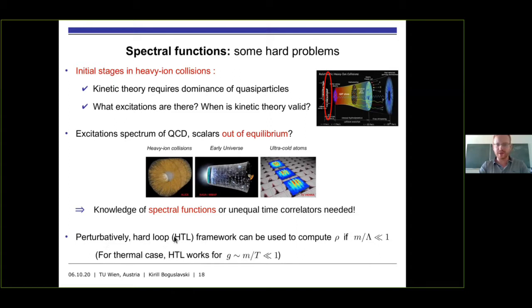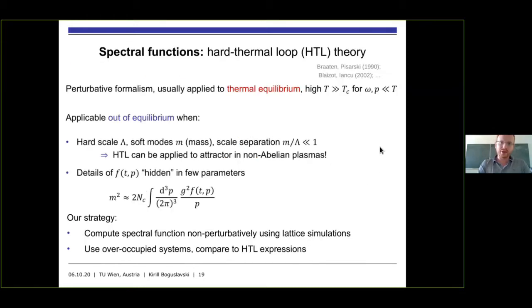Using perturbation theory, basically the hard thermal loop framework, which for thermal field theory is usually a resummed perturbation theory in the coupling, given by the ratio of the soft scale and the hard scale, which are the mass M and the temperature here. Now, just a very brief review of hard thermal loop theory. Usually you can apply it to thermal equilibrium when the temperature is very, very large, a lot larger than the phase transition temperature, and for soft frequencies and soft momenta.